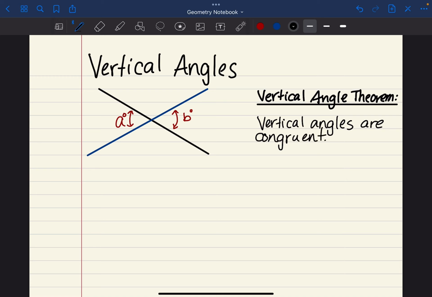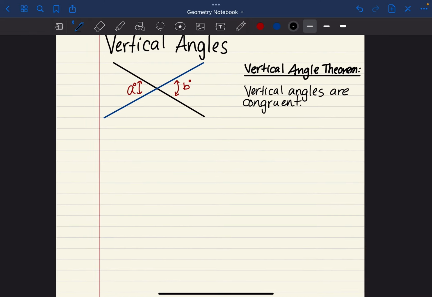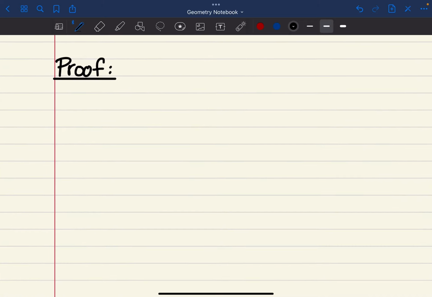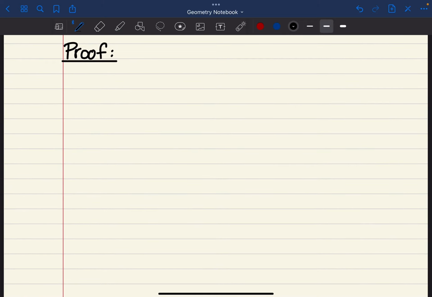But in order to have a theorem, we actually need to prove it. So we're going to include the proof of this below. So, proof. Now, this isn't going to be a formal proof, or at least a formally organized one, but it will be one that you can follow along with me and see the reasoning here. So in this case, we're going to use a red line and a blue line.